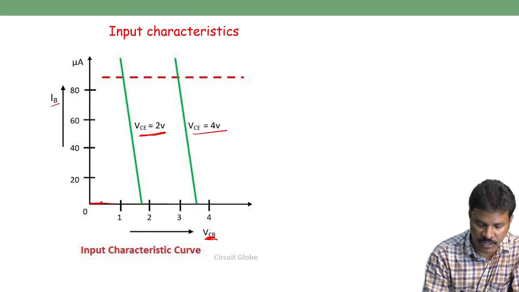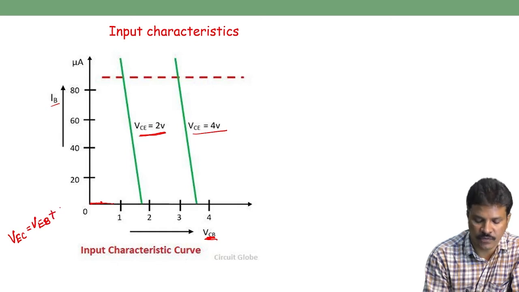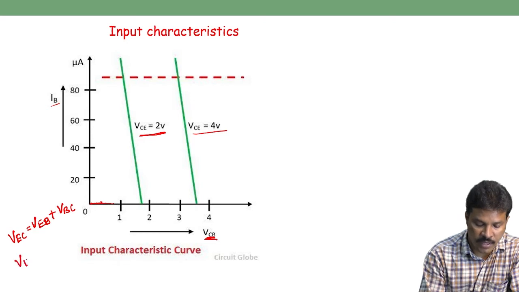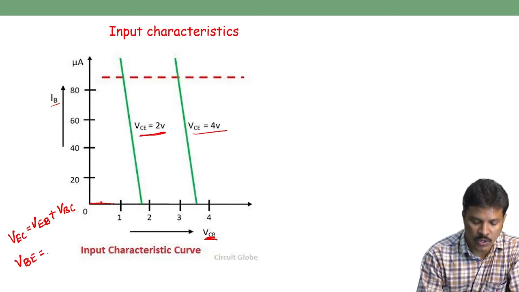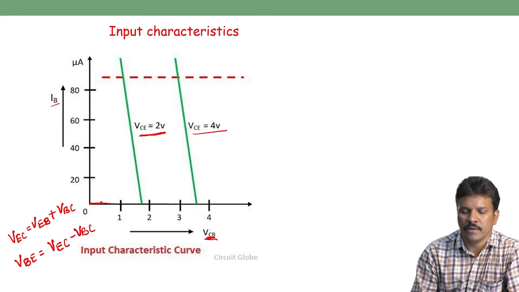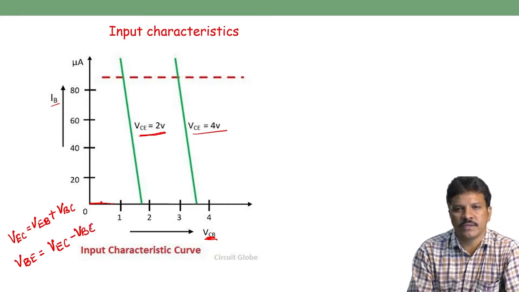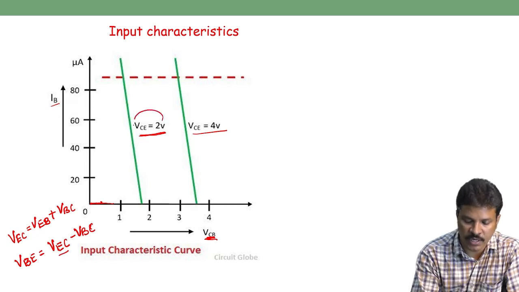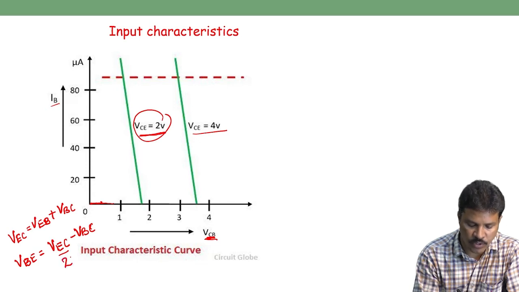So what is the equation? The voltage from emitter to ground is VEC equal to VEB or VBE plus VBC. Now, VEB or VBE is equal to VEC minus VBC. According to this procedure, keep output voltage constant. In this case, output voltage is equal to 2 volts.